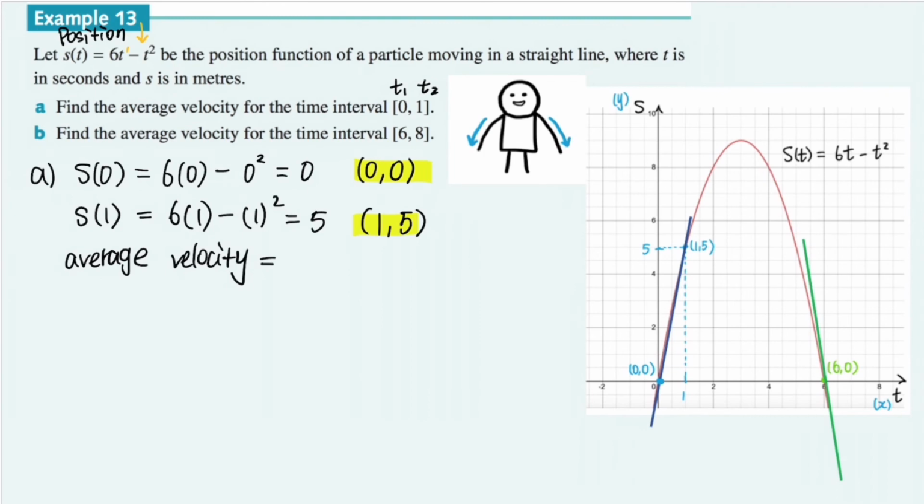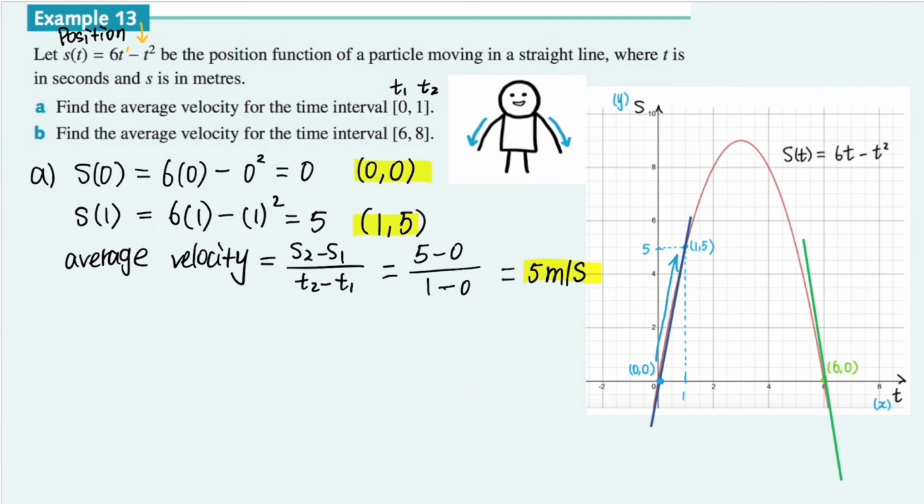So average velocity is equal to change in position over change in time. And in this case, it'll be s2 minus s1 over t2 minus t1. Our s2 is 5 and s1 is 0. t2 is 1 and t1 is 0. So it's going to be 5 over 1, which is simply 5 meters per second. So the average velocity over this time interval will be 5 meters per second. Now this makes sense because for this interval, our graph is above the x-axis. So it's to the right of point O.